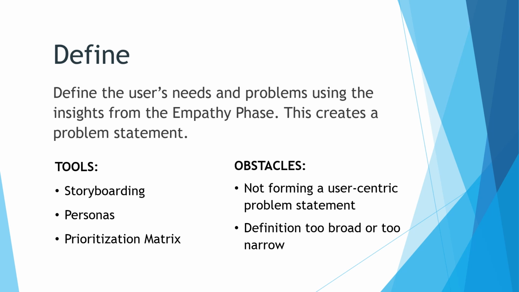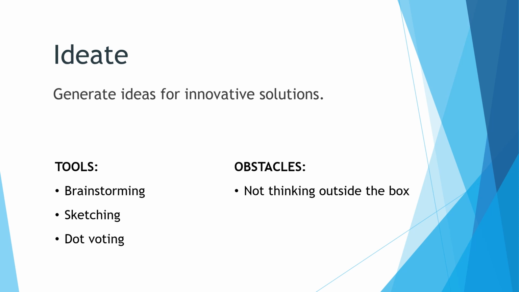Now, we must be sure that we form a user-centric problem statement and that it focuses on the users and their needs, not on the product's specifications or the business outcomes. And we should also ensure that it's not too broad or too narrow. Now, the next phase of the design thinking process is ideate. And this is where we generate ideas for innovative solutions.